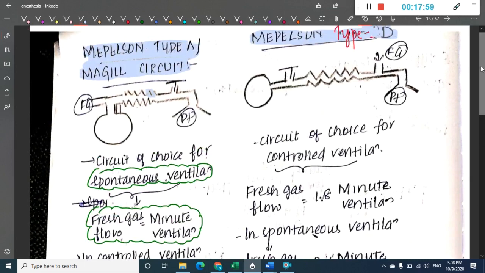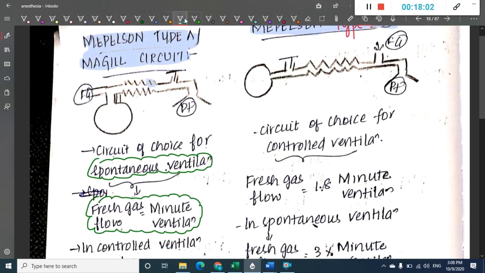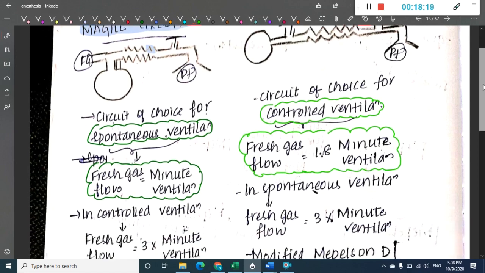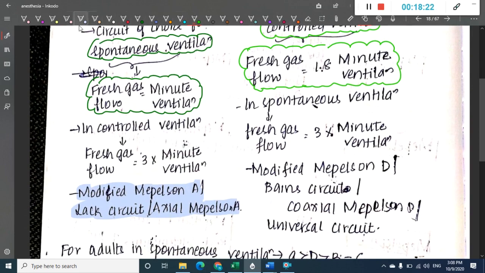Then we have Mapleson D. This is the circuit of choice for controlled ventilation. In controlled ventilation, the fresh gas flow is 1.5 times the minute ventilation. There is also a modification of Mapleson D, called modified Mapleson D or Bain circuit, coaxial Mapleson D, or universal circuit.